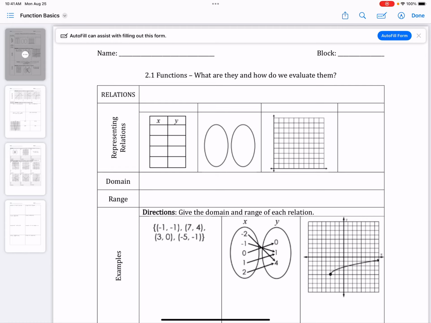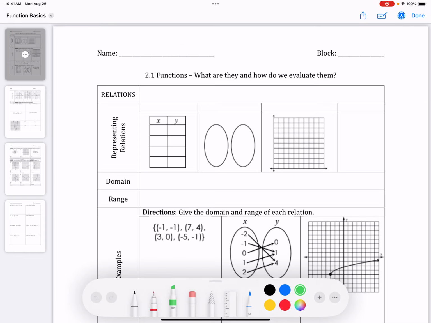Hello, ladies and gentlemen. Today we're going to be talking about functions. Functions are relations, and a relation is a set of ordered pairs.